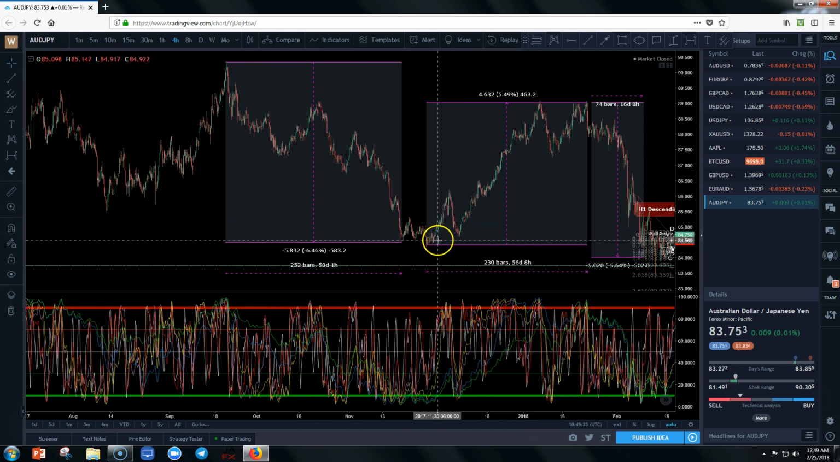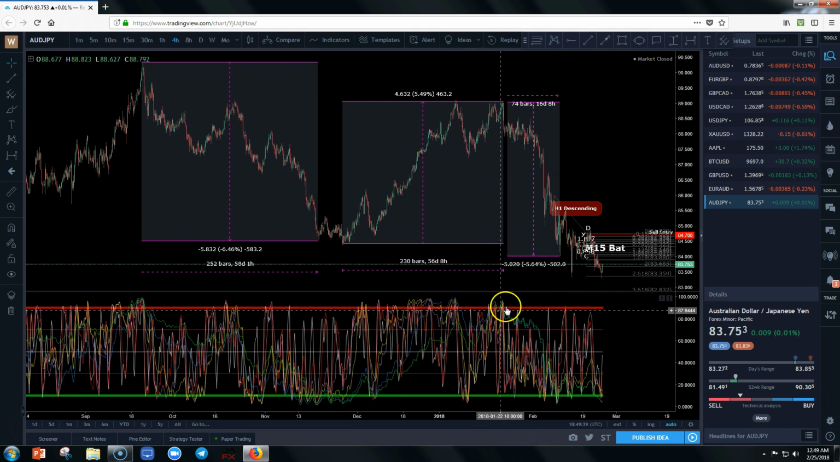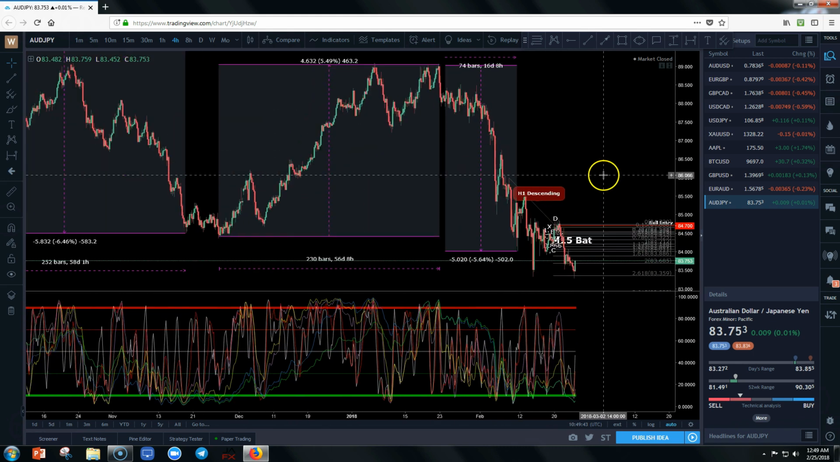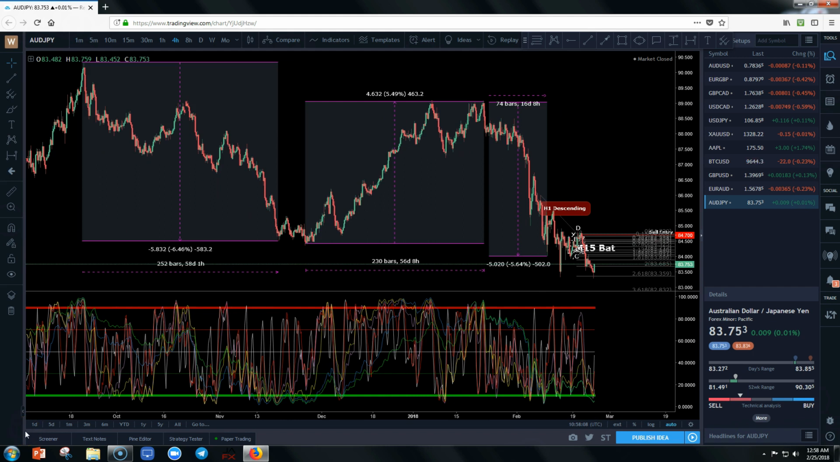Another one here, 56 days, 463 pips bearish, and another exhaustion point here to the downside for 502 pips. So this is a look at Forex pairs.